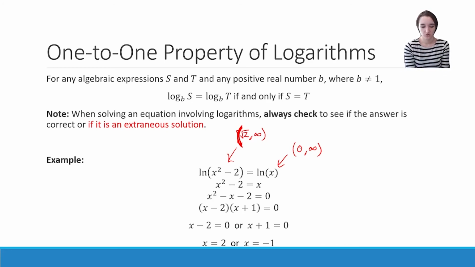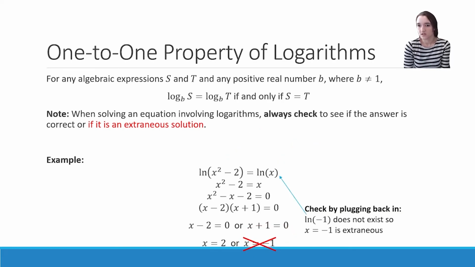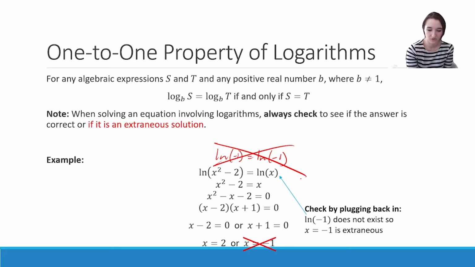Well, 2 is luckily greater than both of those, but negative 1 is not. ln of negative 1 doesn't exist. Similarly, ln of negative 1 squared, which is 1 minus 2, would be negative 1, so that'd be ln of negative 1 as well. So you'd get ln of negative 1 equal to ln of negative 1, which is lovely, but doesn't matter because they don't exist. They are not within the domain, so it doesn't matter that it works out that way.